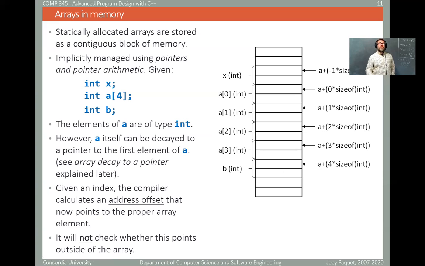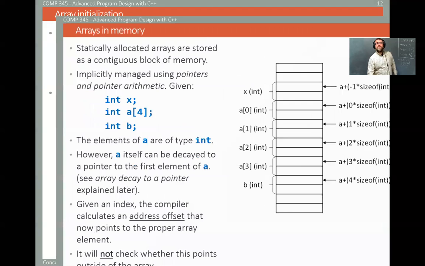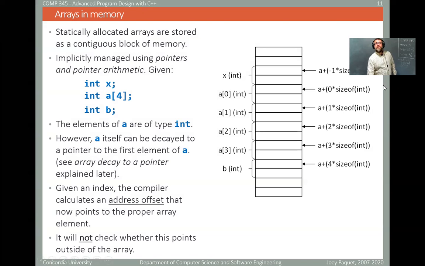Okay. So of course, if you put a value inside a of 4, you actually change the value of b in this particular case. So you see that it's potentially creating a lot of different kinds of problems. And it's the same if you go a of -1: that's the address of this here, minus 1 times the size of an int, which makes it point here. So if you change the value of a of -1, you're changing the value of x.